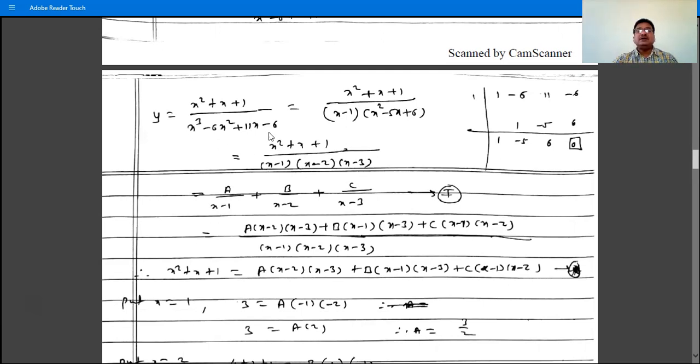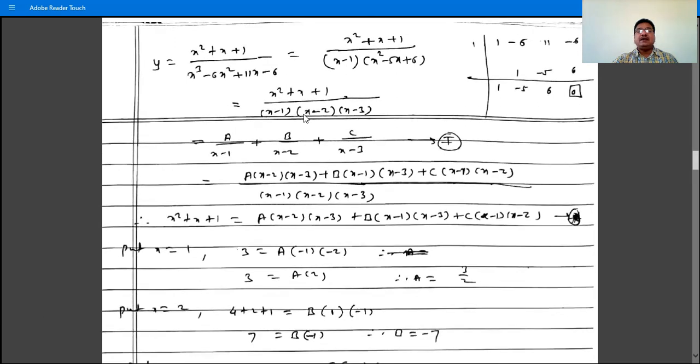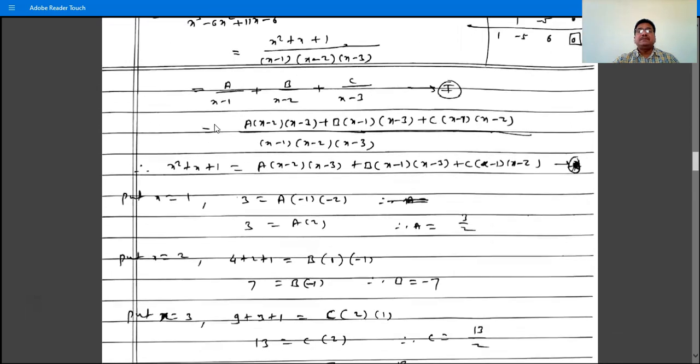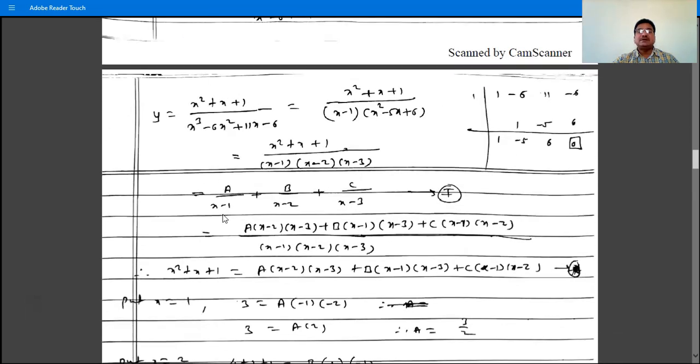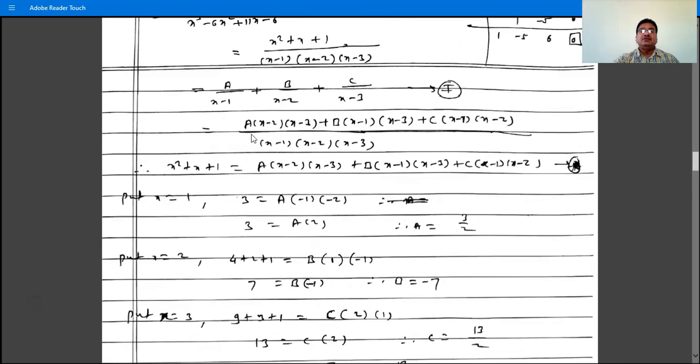So first factorize the denominator, and then write A by x minus 1 plus B by x minus 2 plus C by x minus 3, then x minus 1, x minus 2, x minus 3 as the LCM: A into x minus 2 into x minus 3, B into x minus 1 into x minus 3 plus C into x minus 1 into x minus 2. Then we have the equation x square plus x plus 1 is equal to A into x minus 2, x minus 3 plus B into x minus 1, x minus 3 plus C into x minus 1, x minus 2.